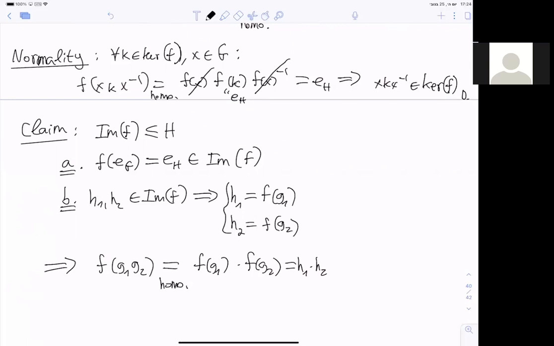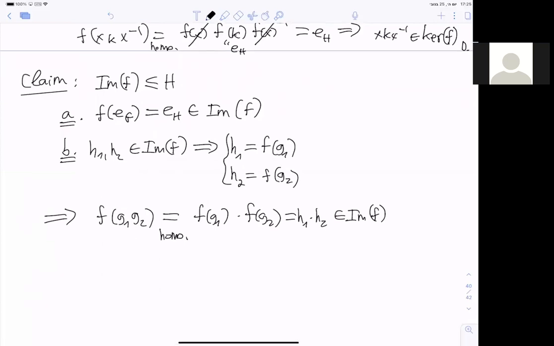So g1 g2 also belongs to the domain, and this also belongs to the image, because what is belonging to the image? That you have some source. So here, this is the source of h1 h2. If h1 and h2 belong to the image, then also their multiplication does, because this is the source that gives you h1 h2. So the image is closed under multiplication.